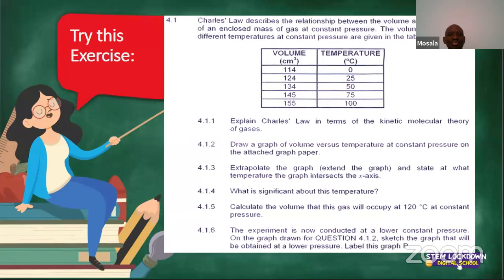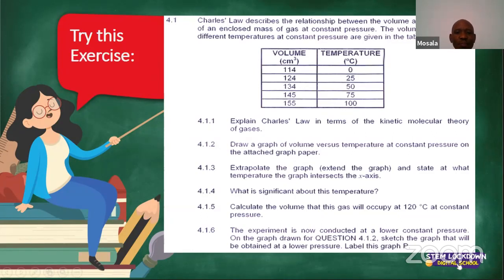Okay, let's try to look at the solutions here. The first question, let's just read the opening statement. It says, Charles' law describes the relationship between the volume and the temperature of an enclosed mass of gas at constant pressure. The volume of a gas at different temperatures at constant pressure is given in a table below. Right, there's a table.